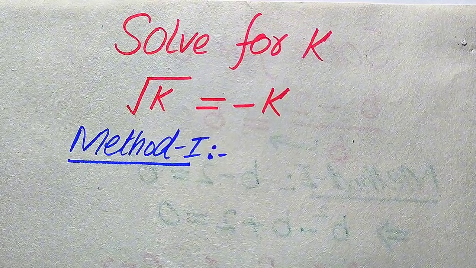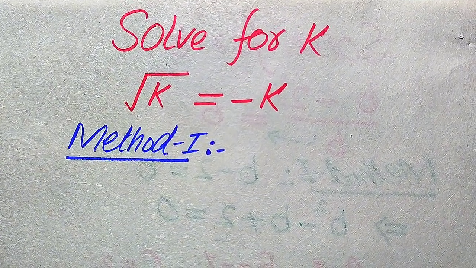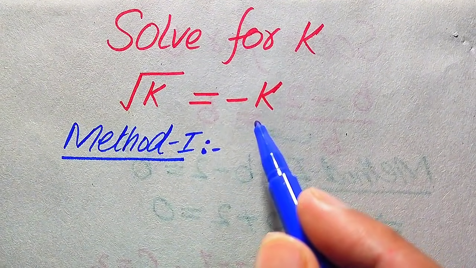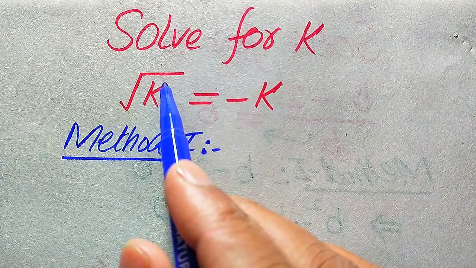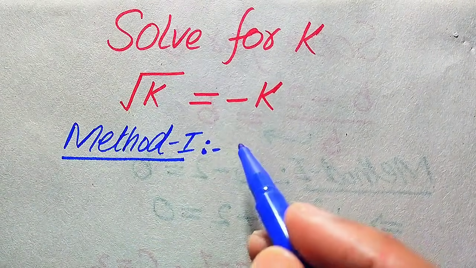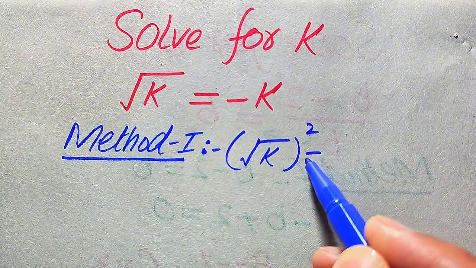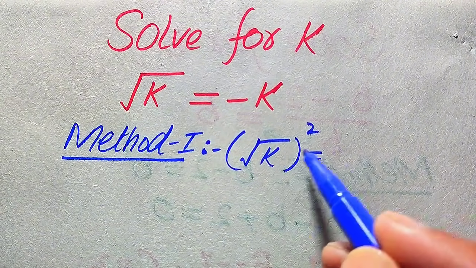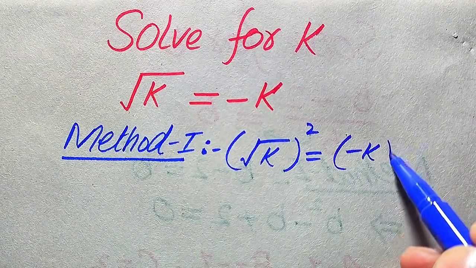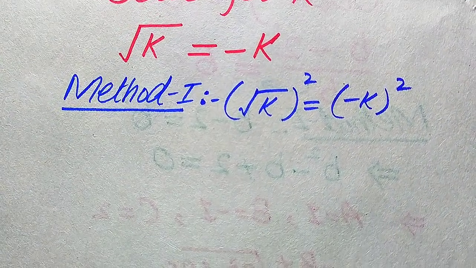Now we move toward the solution of this problem by the first method. In the first method, we need to remove the square root sign from the left hand side, and for this we will square both sides. When we apply squaring, it is written as the square root of k, whole squared, equals minus k, whole squared.